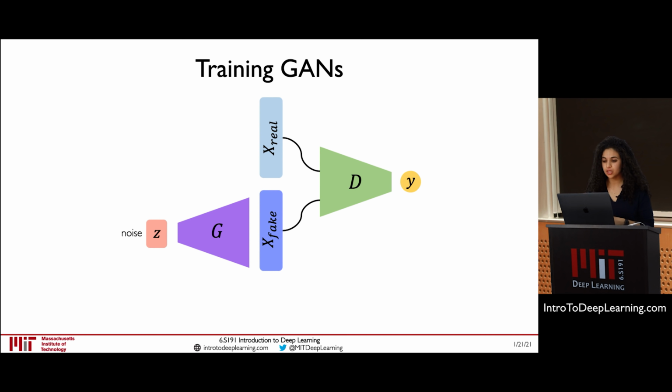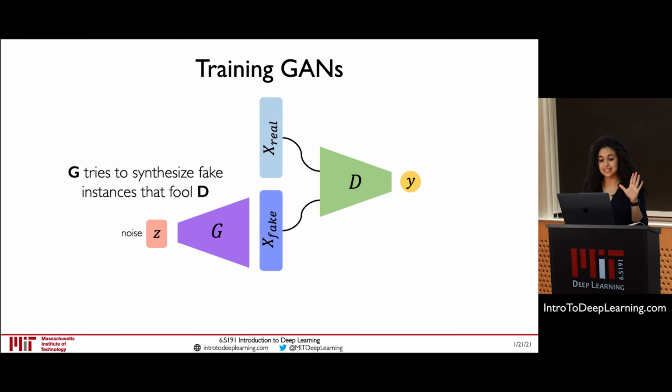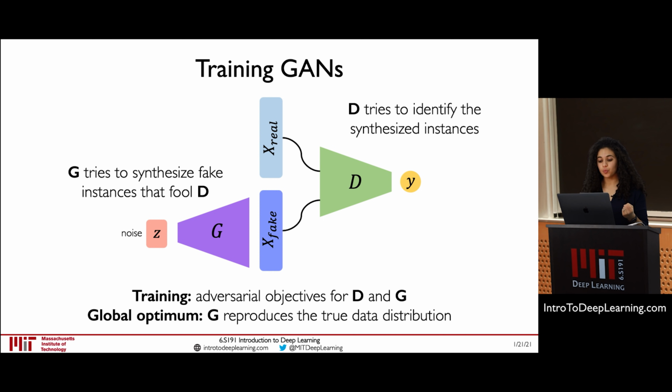And this is really the key intuition behind how these two components of GANs are essentially competing with each other. All right, so to summarize how we train GANs, the generator is going to try to synthesize fake instances to fool a discriminator, which is going to be trained to identify the synthesized instances and discriminate these as fake. To actually train, we are going to define a loss function that defines competing and adversarial objectives for each of the discriminator and the generator. And a global optimum, the best we could possibly do, would mean that the generator could perfectly reproduce the true data distribution such that the discriminator absolutely cannot tell what's synthetic versus what's real.